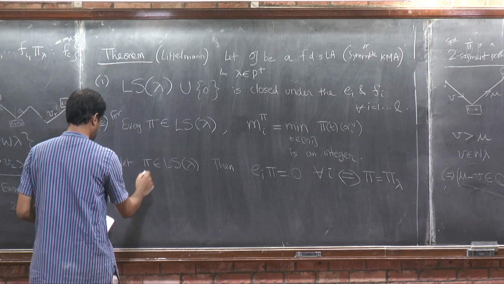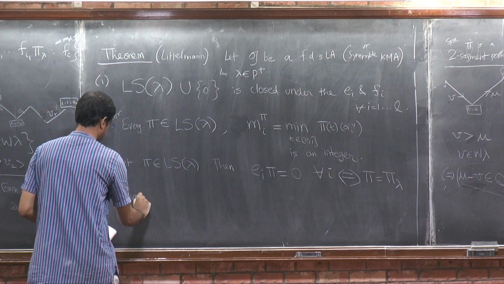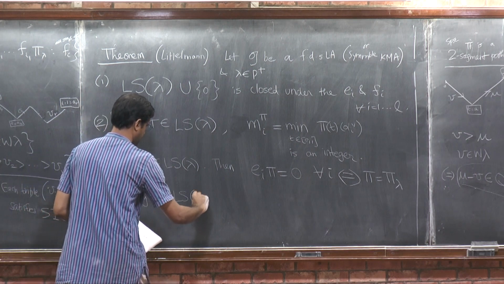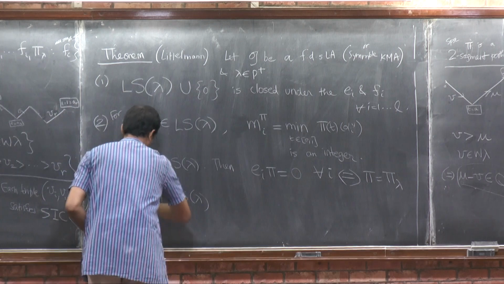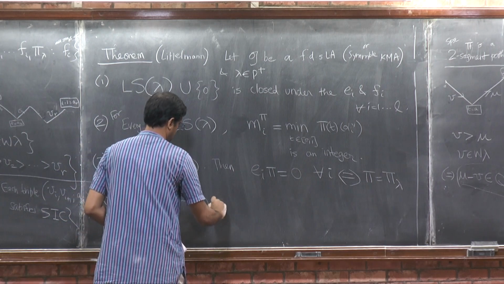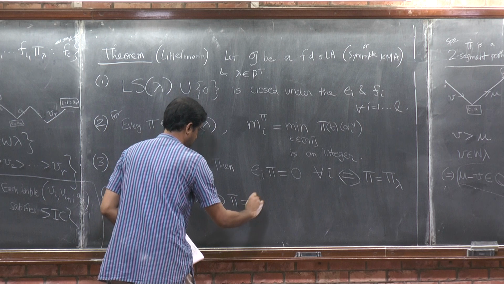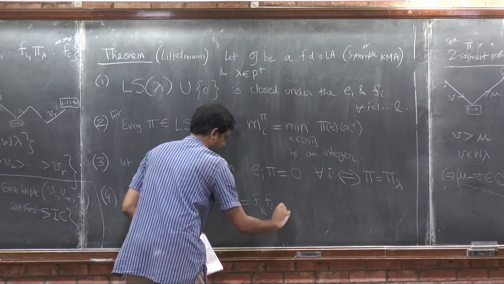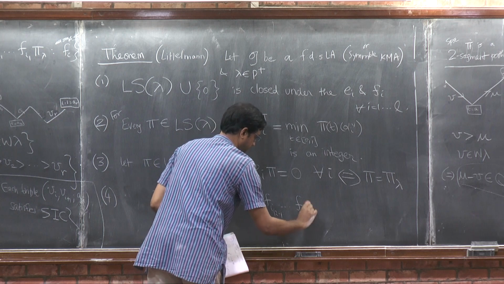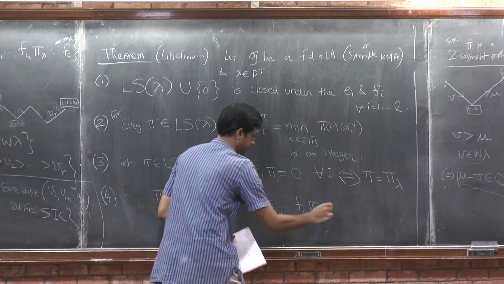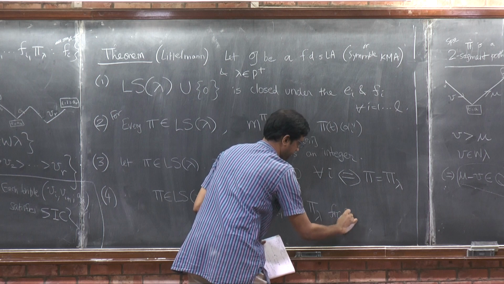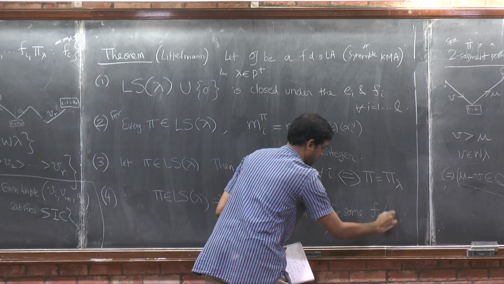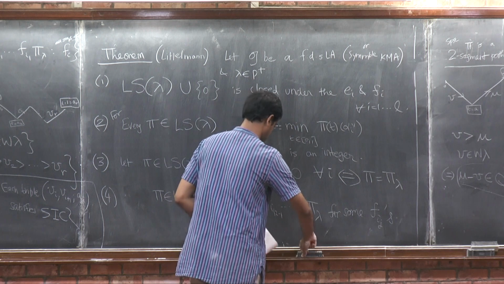Fact 4 says every pi in LS lambda can be written, means pi can be expressed, as some string of f's, for some lowering operators f_{i_j}.